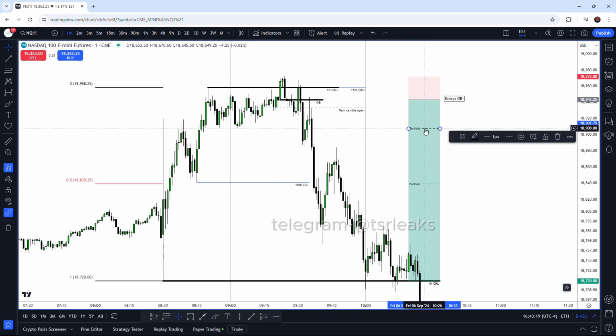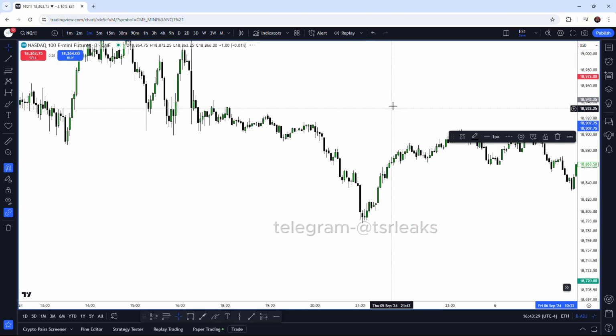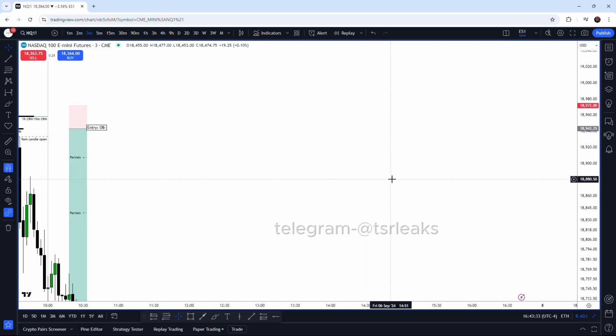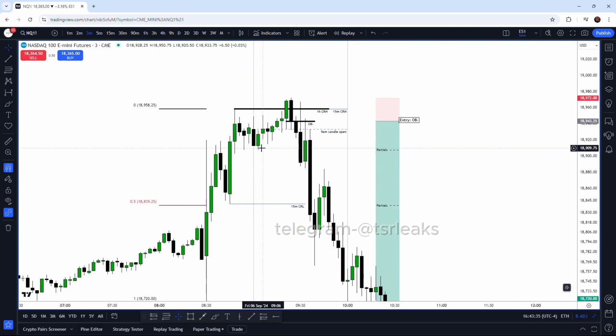Those of you who saw me post this picture on Twitter and in the public channel would recognize that I took partials here as well. Why would I take partials here? This is the low that caused the turtle soup. If you go to a 3-minute chart, it is more visible, much clearer. The low that caused the turtle soup, that is exactly where my other partial was.